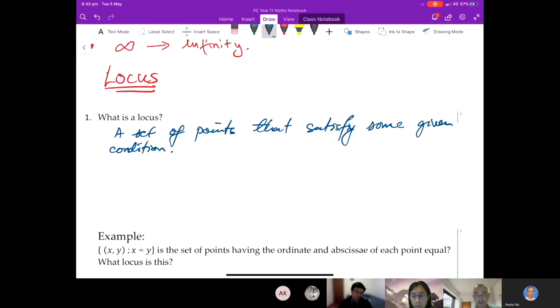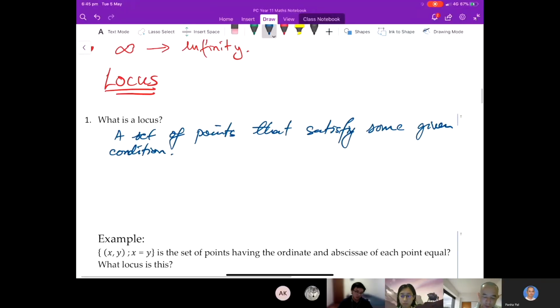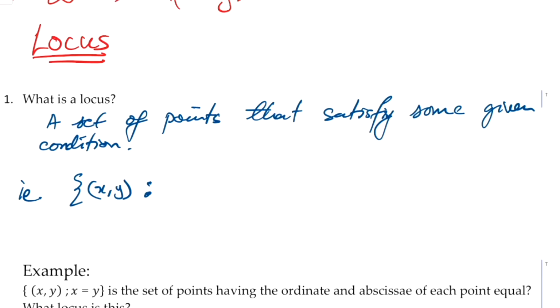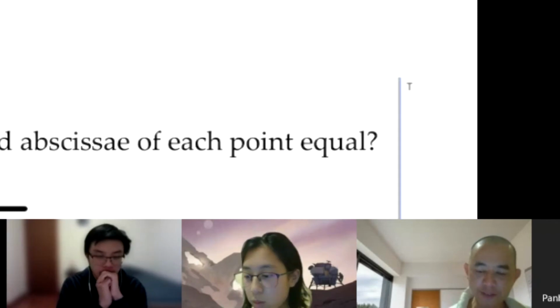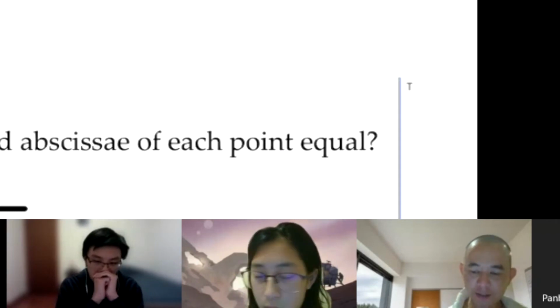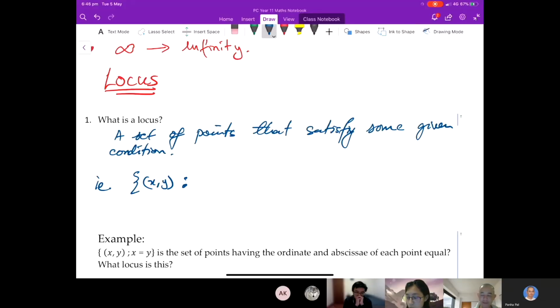See if you understand what I'm trying to say. When you talk about a set of points, it's like this. That satisfies some given condition. What does that mean? Such that. I use the word such that because it's a set of points that satisfy. Not abbreviated, but using a different phrase. So a set of points such that it satisfies some given condition.